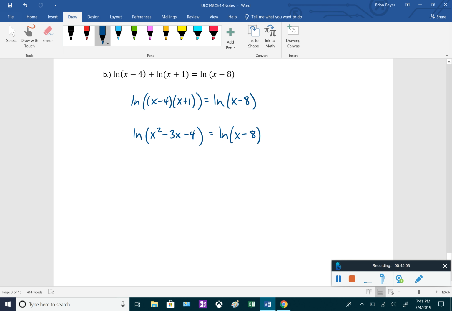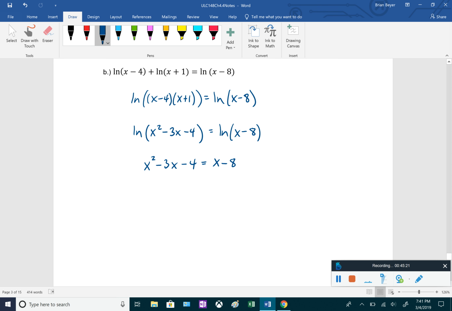So once we get these ln's on both sides like that, once again, we can drop them and equate what is on the inside. So x squared minus 3x minus 4 equals x minus 8. ln is gone. So quadratic, hopefully you're getting the hang of this and you keep on seeing quadratics. They tend to pop up a lot.